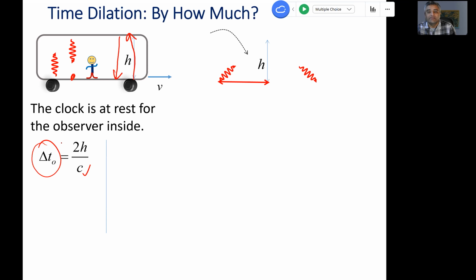So how do we define proper time? What do we use as proper time? The time that is measured in the same frame of reference, okay? So this event is taking place in this moving car, and the observer is also in the moving car. So the observer is measuring this event in the same frame of reference. When you do that, that's the proper time.